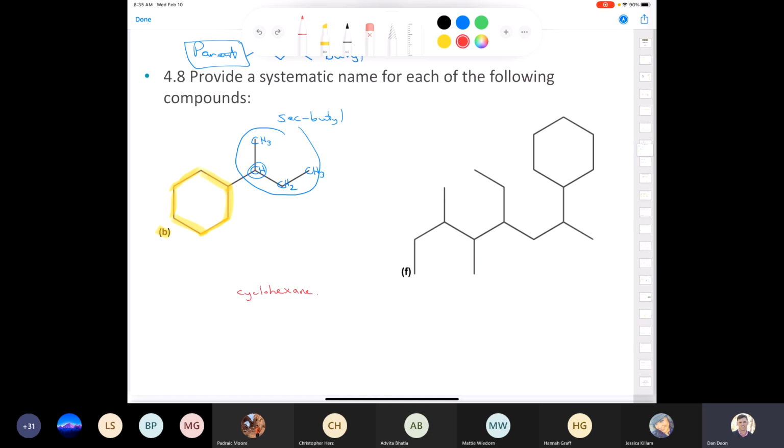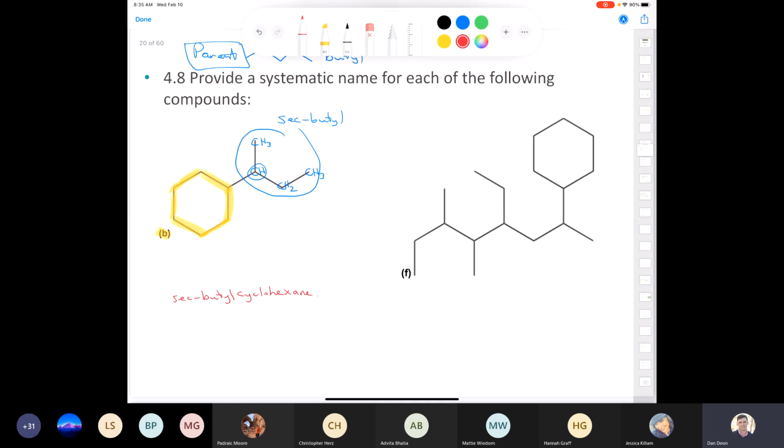So this is simply sec-butyl cyclohexane. Sec-butyl, I'm trying to make it all one word. Sec-butyl cyclohexane. There you go. So you've named an organic compound. Let's try another one. We'll try this one over here.